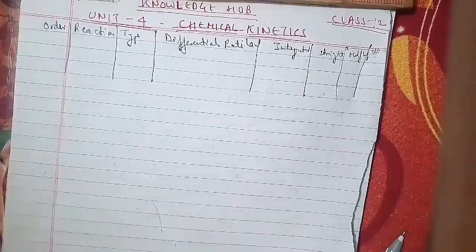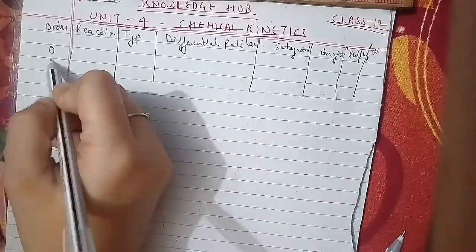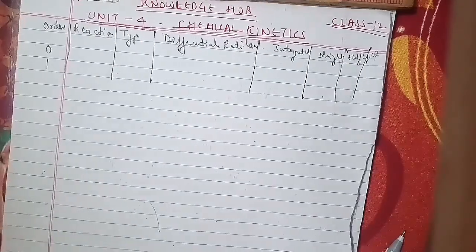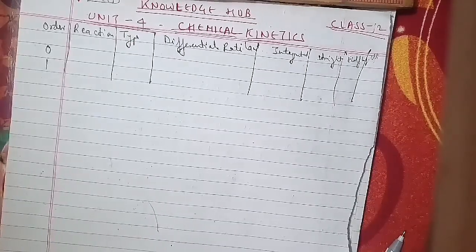First we have the order 0, then we have order 1, and then we'll discuss more related to other orders as well, but of course here only the 0 and 1 order we'll discuss.